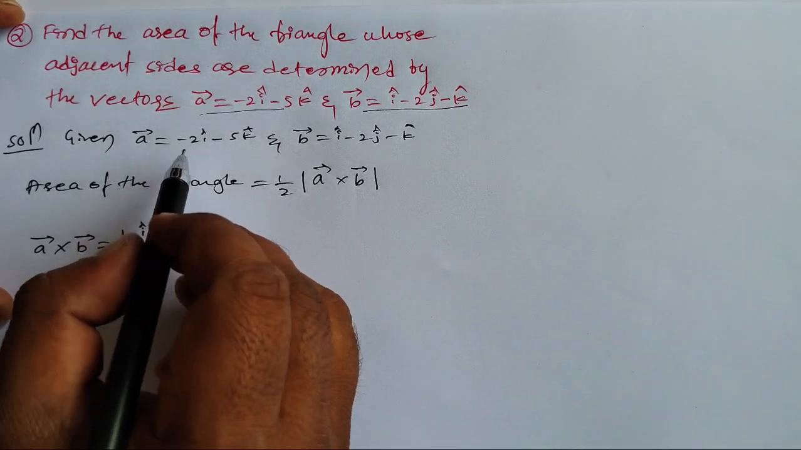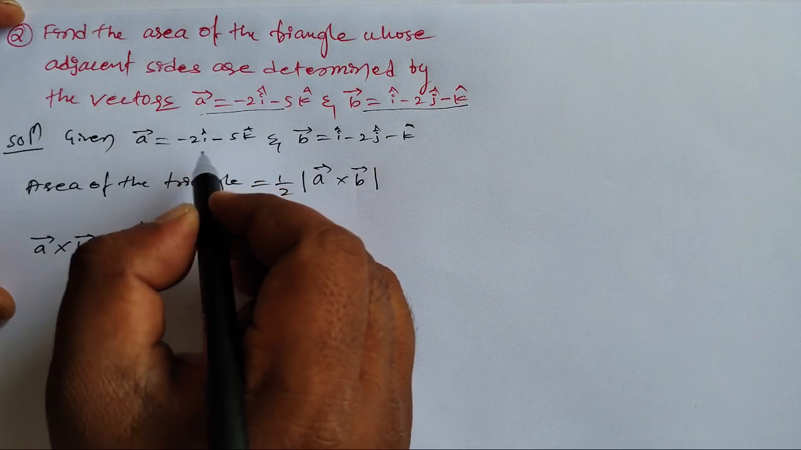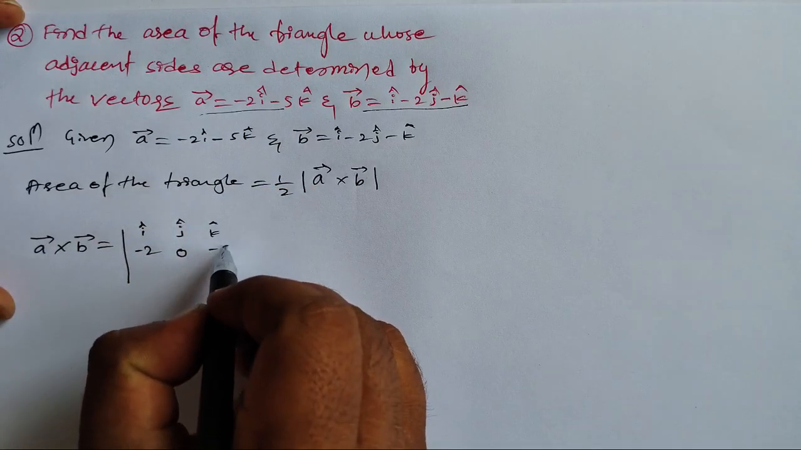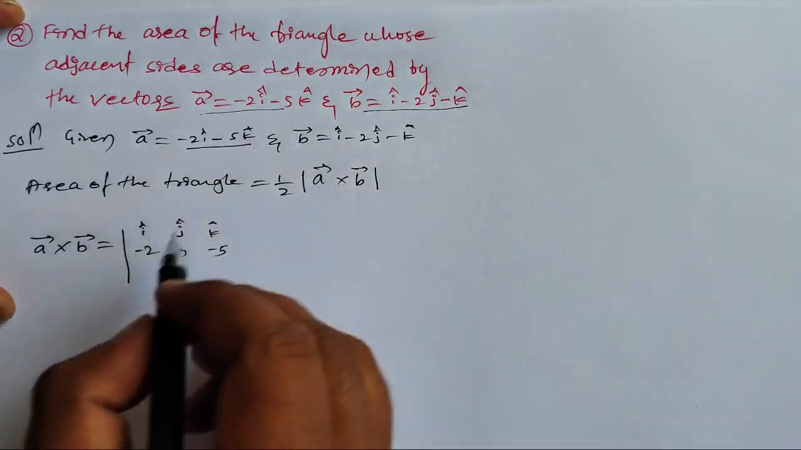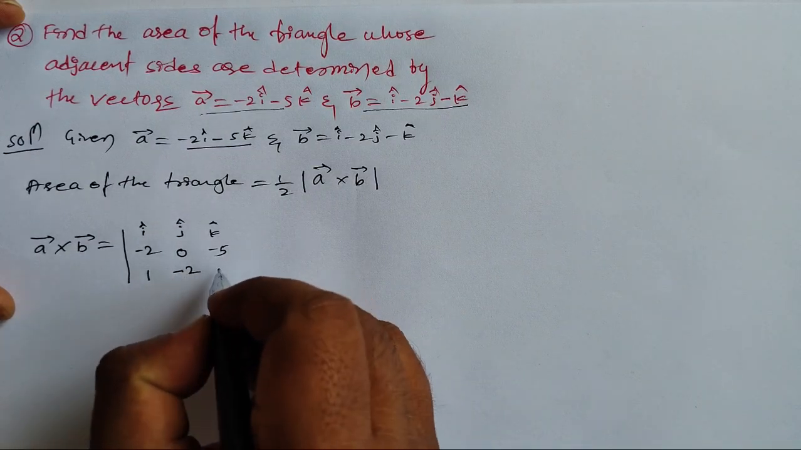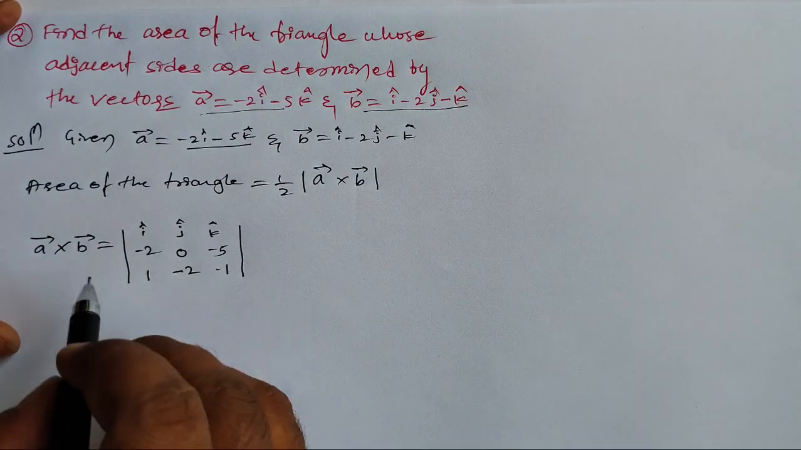Okay, write the coefficient. I coefficient is minus 2. Here there is no J coefficient. If there is nothing, what should we do? Write 0. Then K coefficient is minus 5. You understand this? So next, here I coefficient is 1 and J coefficient is minus 2 and K coefficient is minus 1. Right, so expand the determinant.